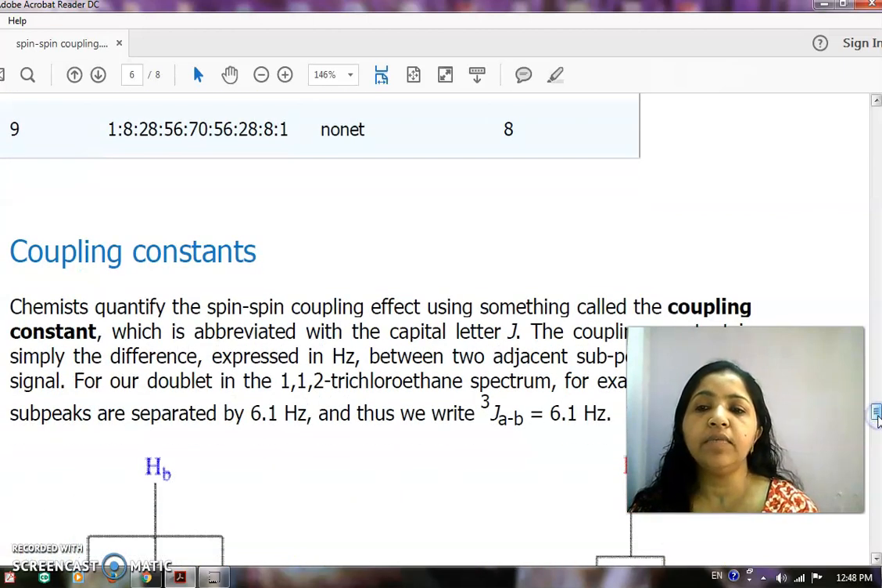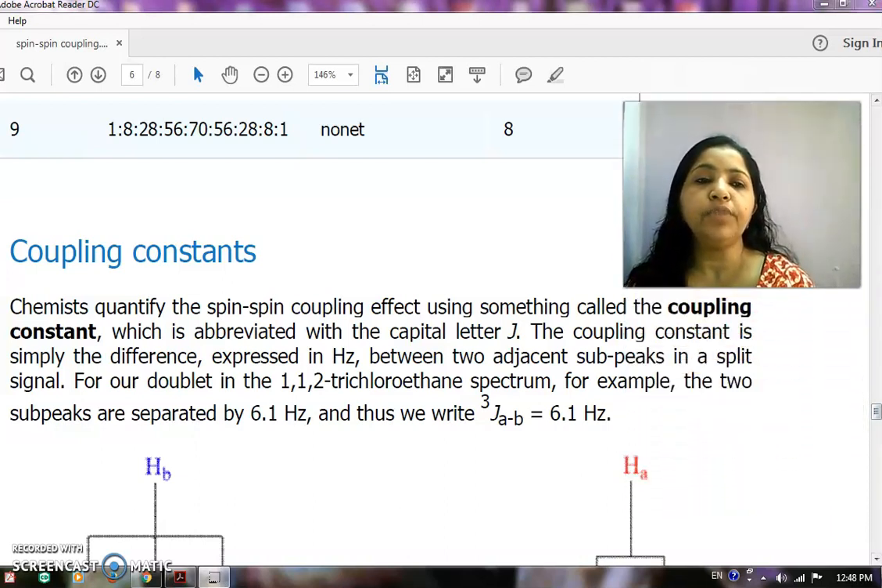Another term is coupling. Coupling constant means the gap between two peaks which has been formed by splitting. There are 2 peaks, but initially it was 1, when the external magnetic field has been increased.